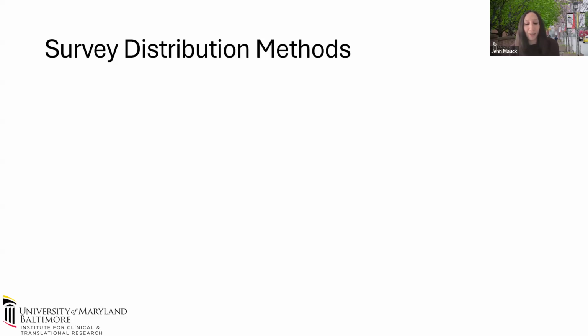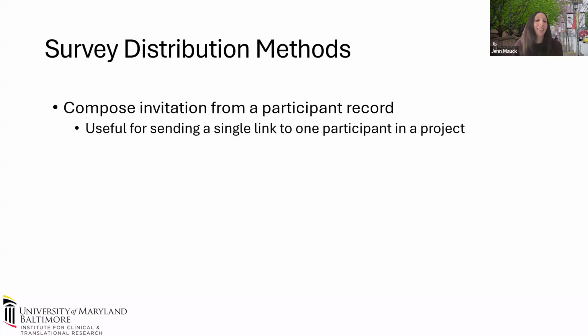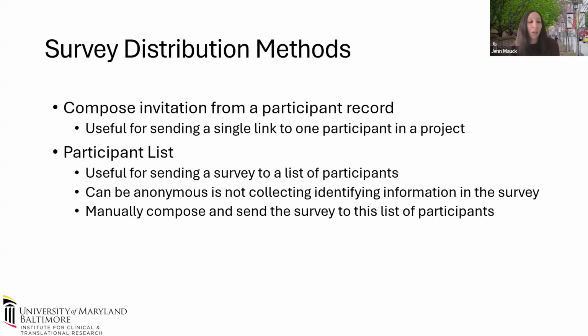So this next slide outlines the 3 main ways private surveys can be distributed. So the compose invitation from a participant record feature can be used to send a single link for one participant in the project. The participant list allows surveys to be sent to multiple participants or in bulk at once and can be anonymous if the survey does not collect identifying information. Invitations are manually composed and sent to a selected list.